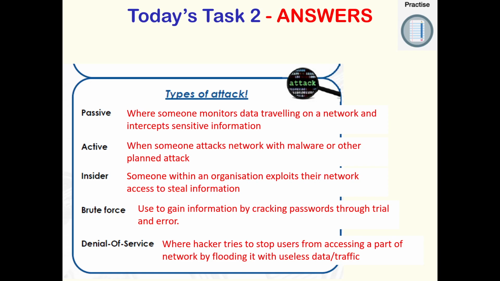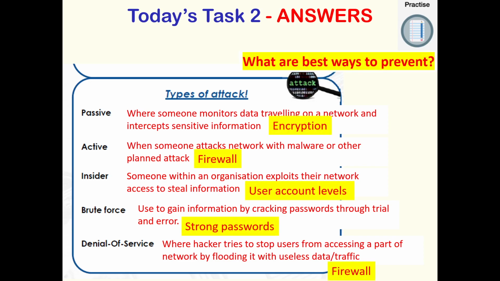Okay, hopefully you've made notes on those main types of attacks. And the best ways to prevent, remember, passive is encryption, active would be a firewall, insider attack having user account levels, brute force having strong passwords, or denial of service having a firewall. Just take a moment. If you can, I've got a highlighter as well, that'd be very helpful. Just add in the best ways to protect them onto your notes now, please.